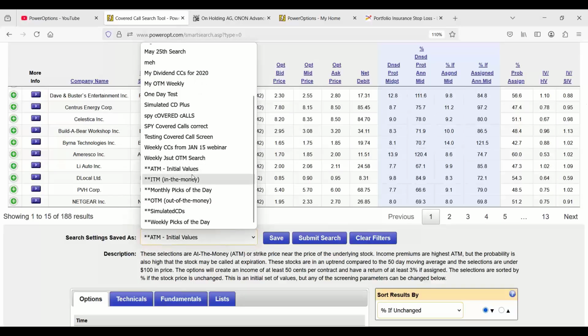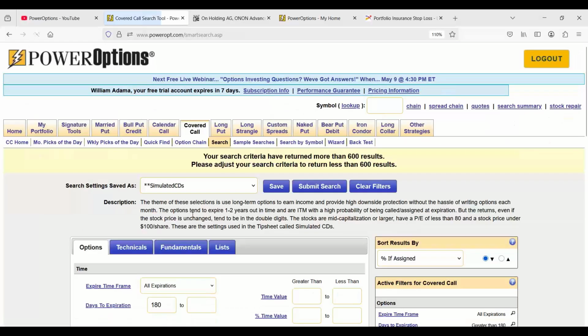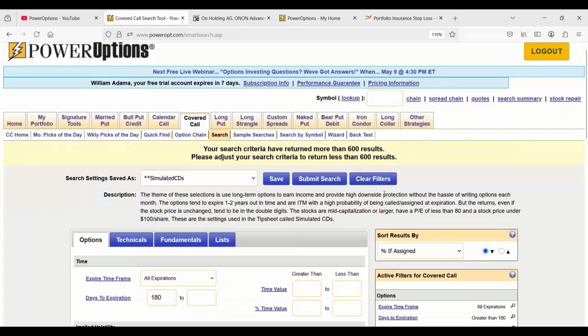Our other defaults are marked by the asterisk: just in the money covered calls monthly with better protection, monthly picks of the day, our preferred search that's shown on that default pod that we had earlier, out of the money, weekly picks of the day, and simulated CDs. Simulated CDs, more than 600 results.